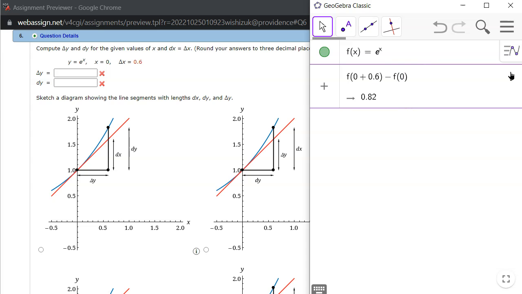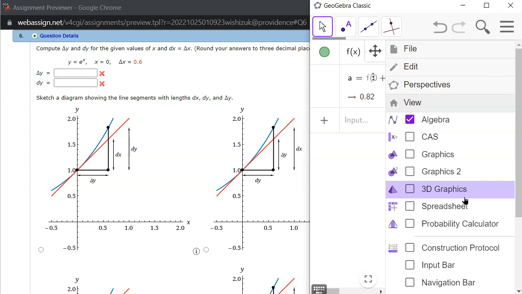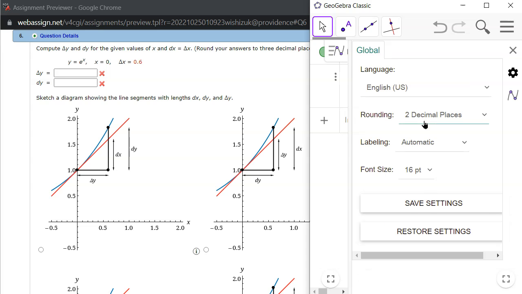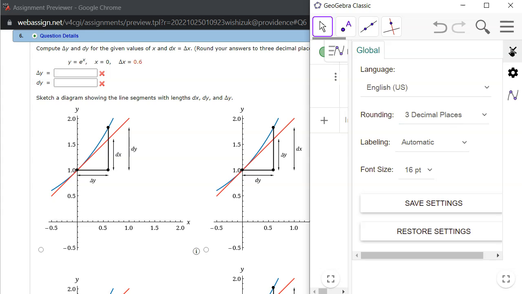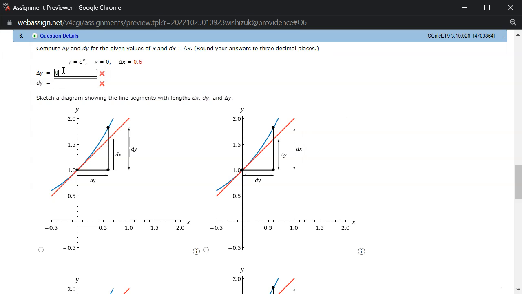We need 3 decimal places. So I'm going to go to settings, and I'm going to turn it into 3 decimal places, right? It should be fine. So 0.822. Let's type it in, 0.822, right? And then here, the dy is a little bit different.